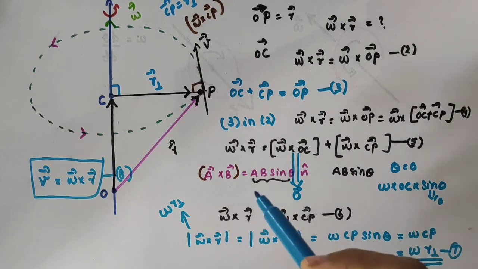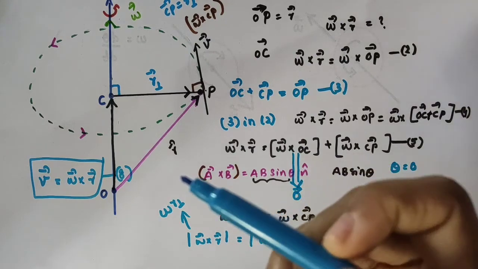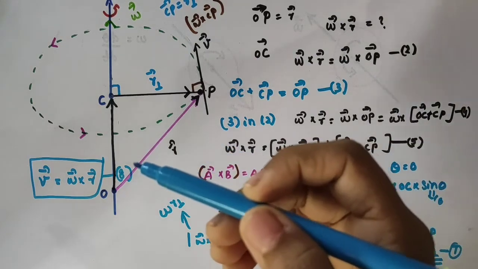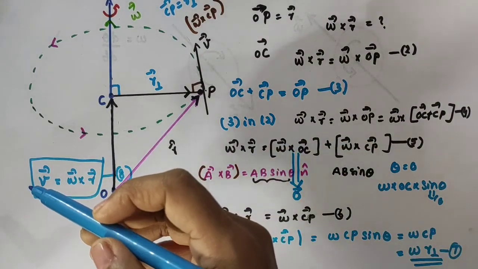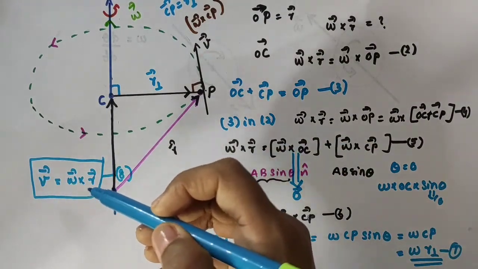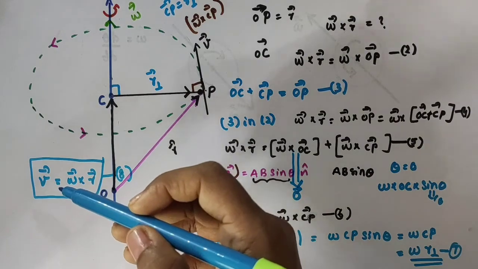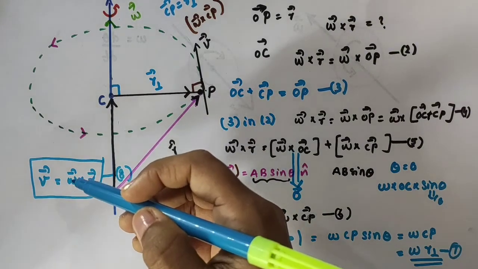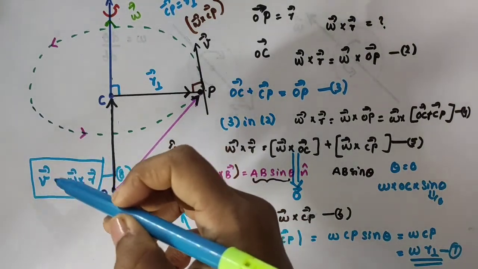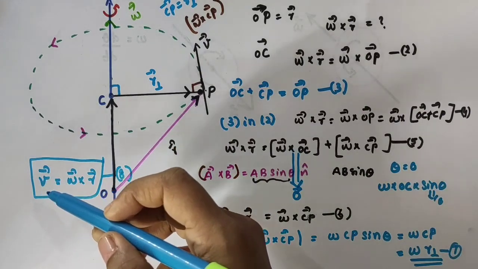So in this video, we have discussed the relation between angular velocity and linear velocity. We got the relation as linear velocity vector v is equal to vector omega cross vector r, where vector omega is the angular velocity vector. So this is actually the relation between the angular velocity and the linear velocity.